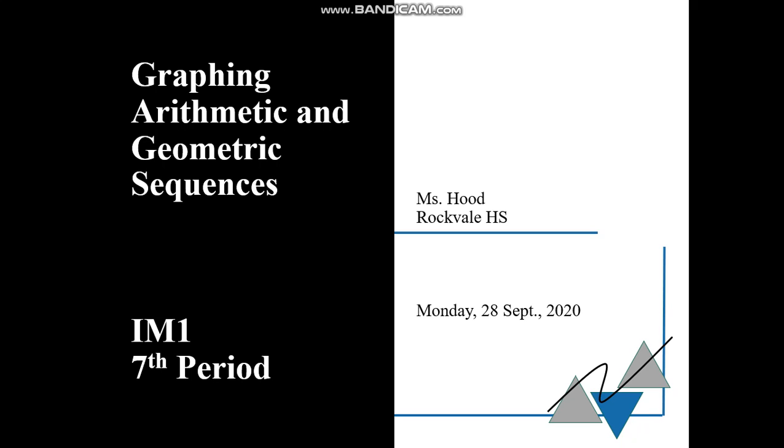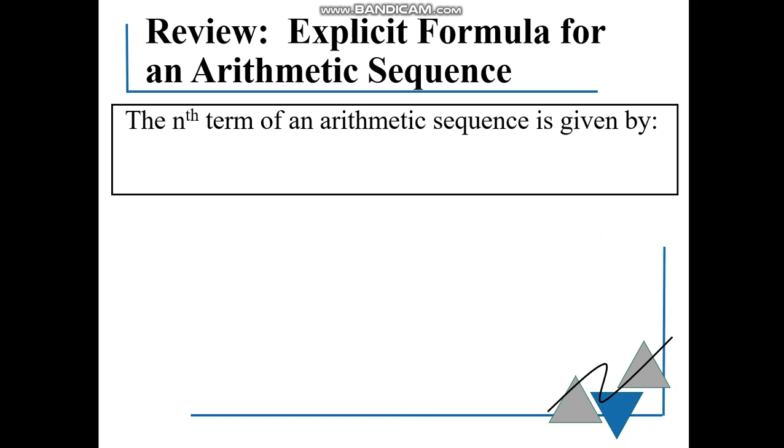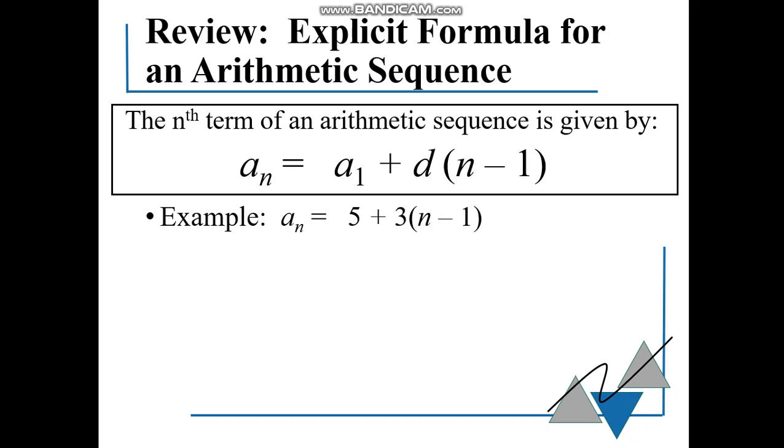All right, today we're going to talk about what arithmetic and geometric sequences look like when we graph them. So, quick review. This is our formula for the nth term of an arithmetic sequence, and I've typed up an example here. Here's an example where our first term is 5 and our common difference is 3.